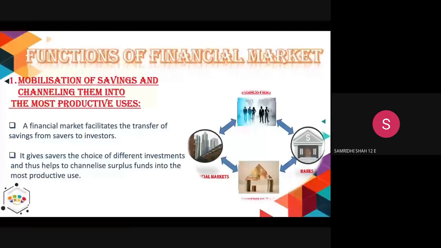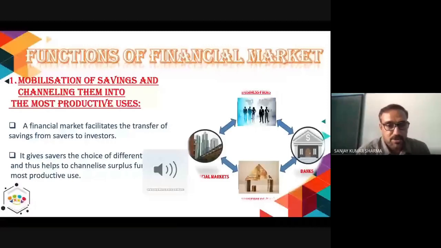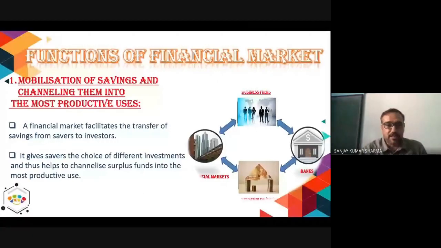Mobilization of savings and channelizing them into the most productive uses. Correct. So, two things we have to understand here. One is how the savings is channelized and mobilized.